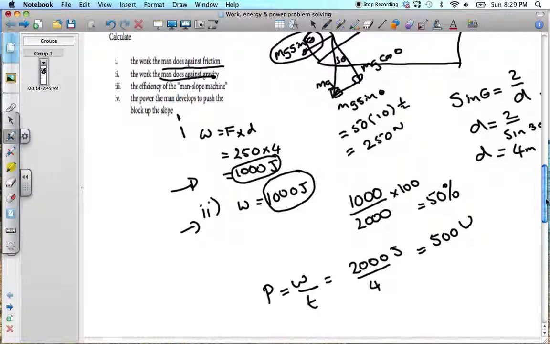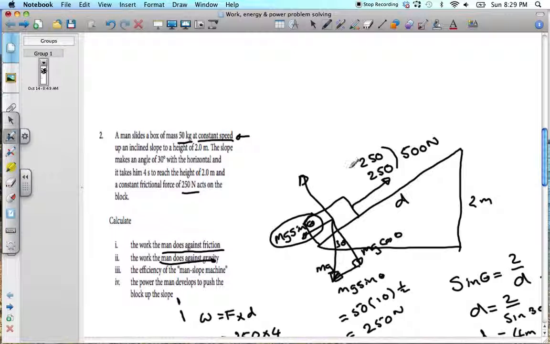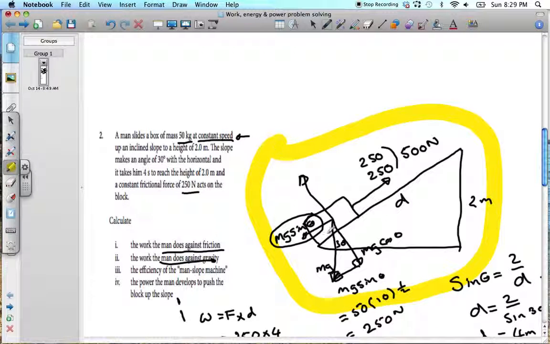Being able to work with these diagrams is really quite important, so come and see me if you've got a problem with working with this sort of diagram, and we can discuss it further. Thanks very much.